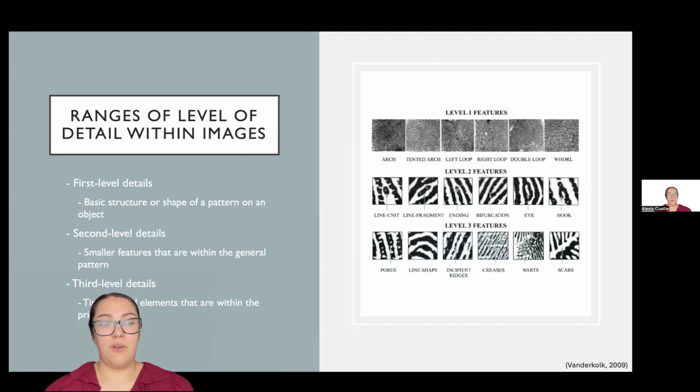And then the third level of detail shows the fine, small details that are within the previous two levels. So in fingerprints, it would be the pores, how the line shape varies, and any imperfections such as scars or warts or maybe some creases.